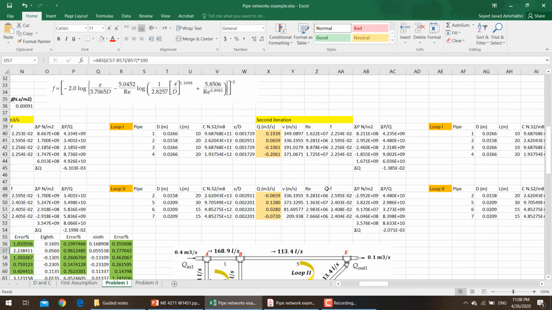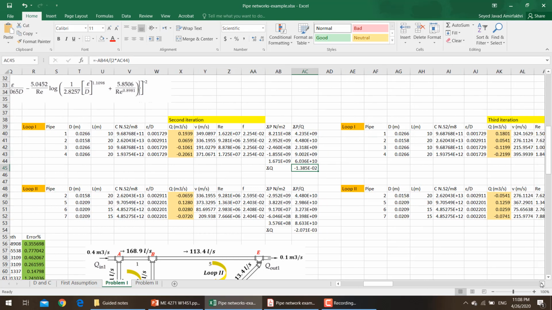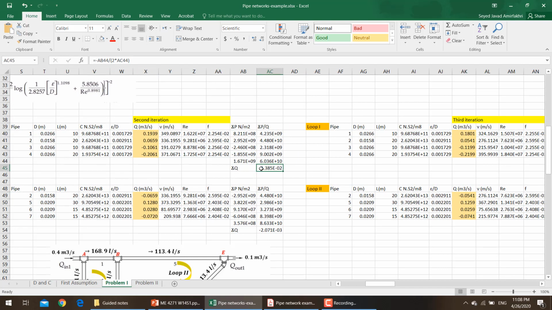So here is the second iteration. Again, you need to calculate the velocities, Reynolds number, friction factor, delta P, then delta P over Q, and then Q new, and by using this delta Q for loop 1 and loop 2, you can calculate the Q new for the third iteration. This is the Q new, for example, for pipe 1. For pipe 2, you need to apply both delta Q in loop 1 and loop 2. For example, for pipe 6, you just need to apply the delta Q in the second loop.